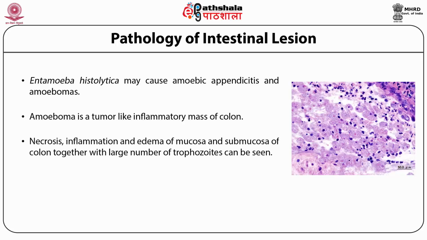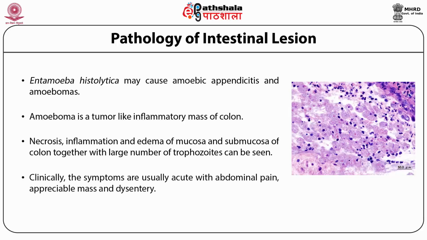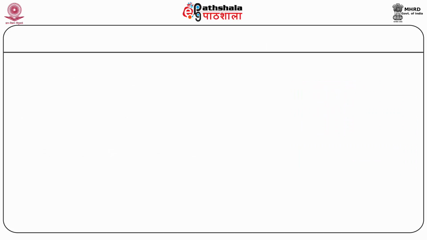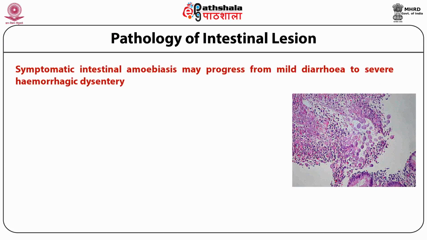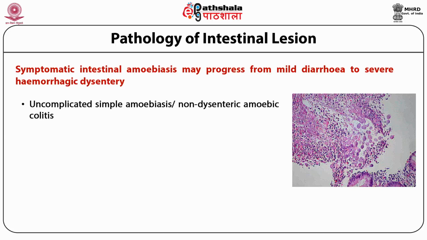Necrosis, inflammation, and edema of the mucosa and submucosa of the colon, together with a large number of trophozoites, can be seen. Clinically, the symptoms are usually acute, with abdominal pain, appreciable mass, and dysentery. Talking about symptomatic intestinal amoebiasis, it may progress from mild diarrhea to severe hemorrhagic dysentery. Uncomplicated, simple amoebiasis is what we call non-dysenteric amoebic colitis.